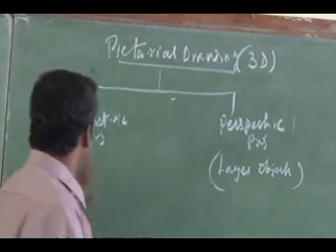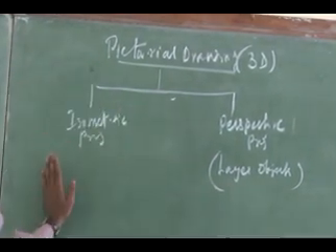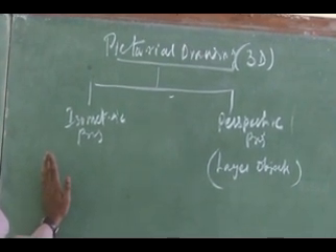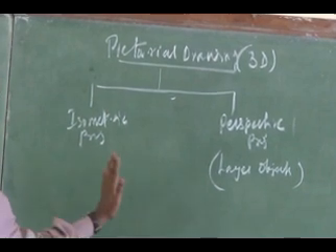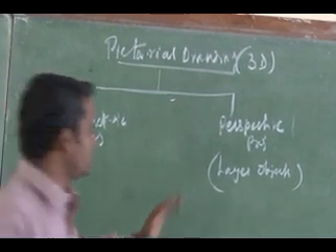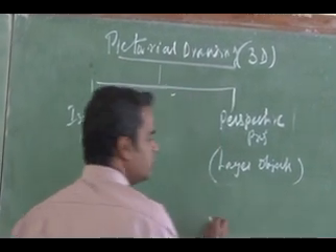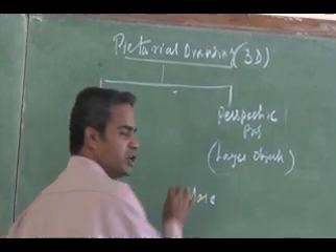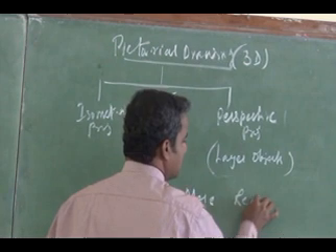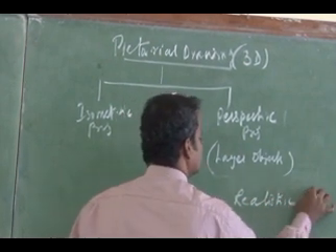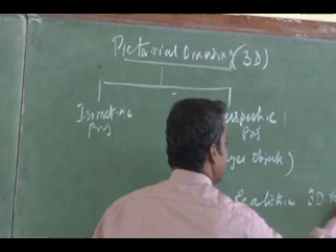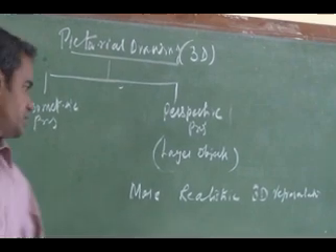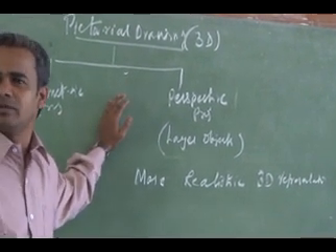So we will come to this. Isometric is a standard single view drawn to three isometric standard axes. Perspective projection is for larger objects, and it is a more realistic 3D representation than the isometric view. Why am I saying it is more realistic than isometric?